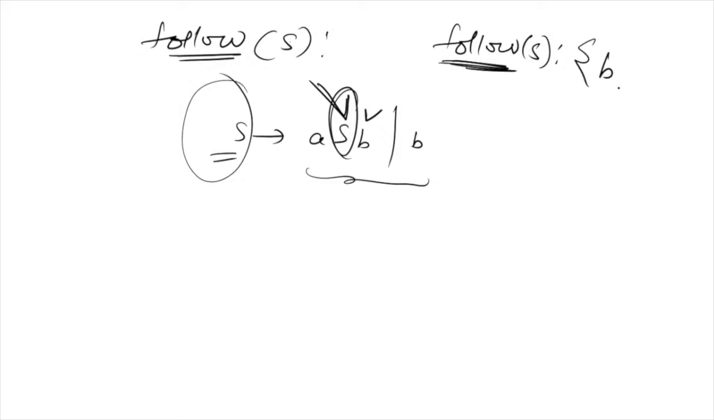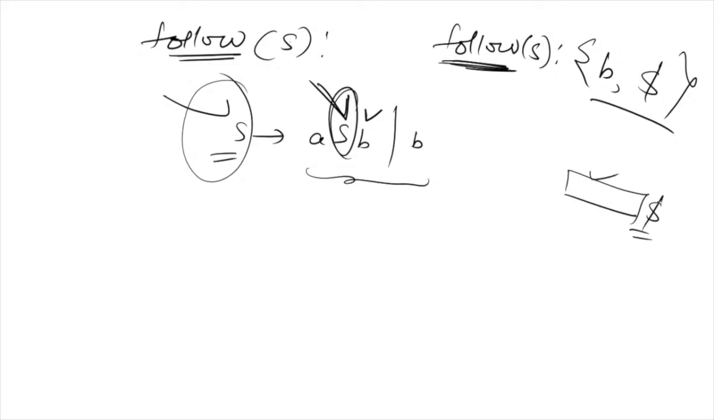But one more thing, the follow of the starting symbol always contains dollar, because as I told you, every input string that you give is followed by dollar. That's why S is always followed by dollar, because this is the starting symbol. This starting symbol will generate the string. So this dollar will definitely be there, and along with this B will be there. This is how you can find follow of a symbol.